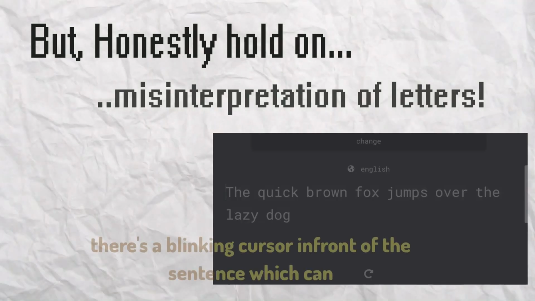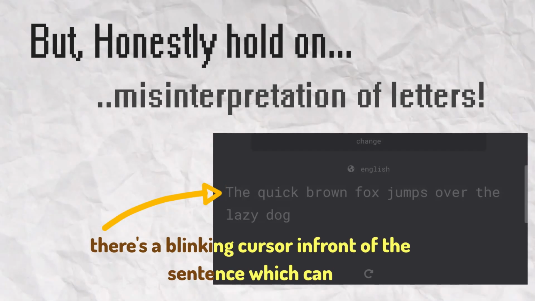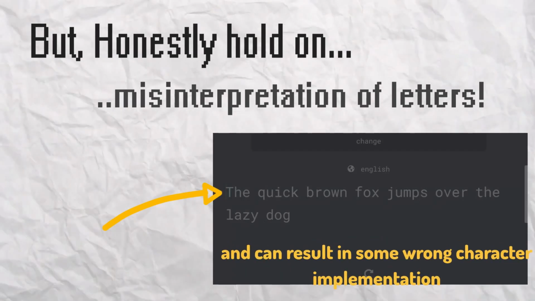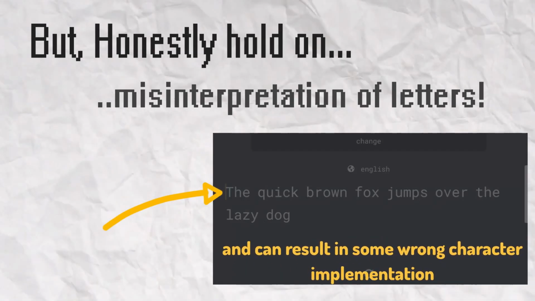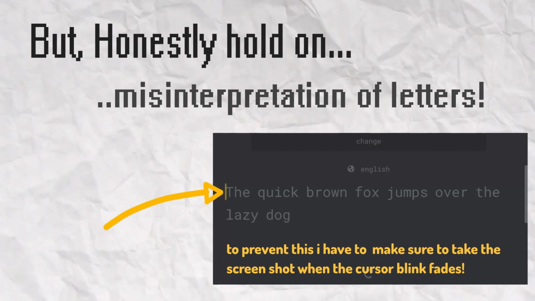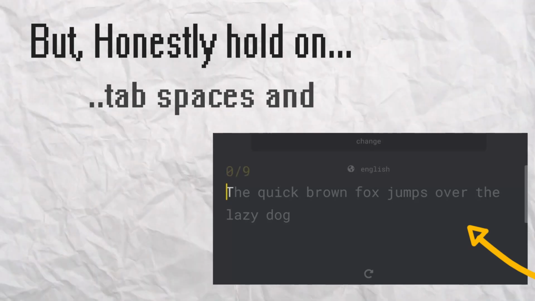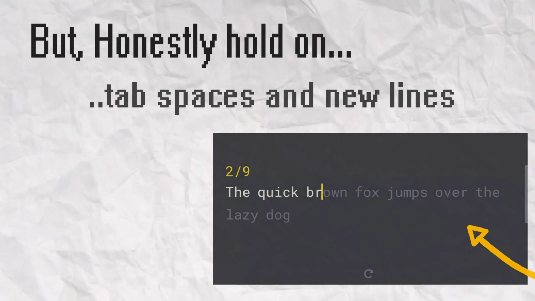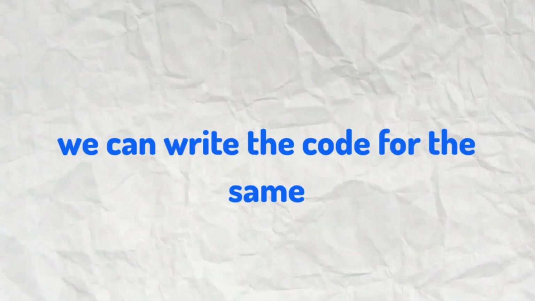This is not exactly how I can do it, because there is a blinking cursor in front of the sentence which can interfere with the screenshot and can result in some wrong character recognition. To prevent this, I have to make sure to take the screenshot when the cursor blink fades. Also, the tab spaces and the new line have to be kept track of. With these points in mind, we can then write the code for the same.